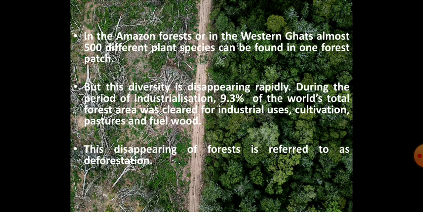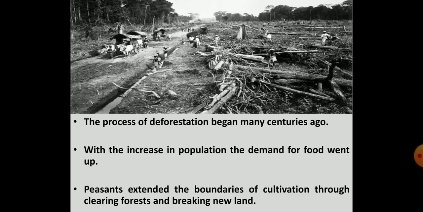In the Amazon forests or in the Western Ghats, around 500 different plant species can be found in one forest patch, that is in a small forest area. But this diversity in plant species is fast disappearing. Between 1700 and 1995, during the period of industrialization, 9.3% of world's total forest area was cleared for industrial uses, cultivation, pastures and fuel wood. This disappearing of forests is referred to as deforestation.